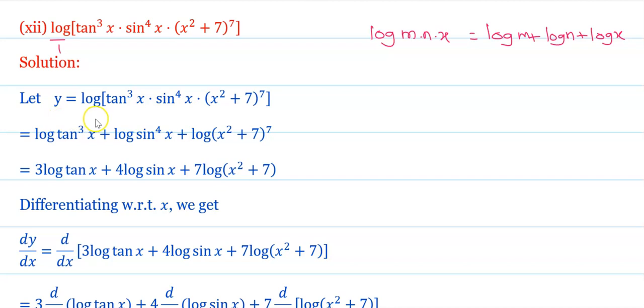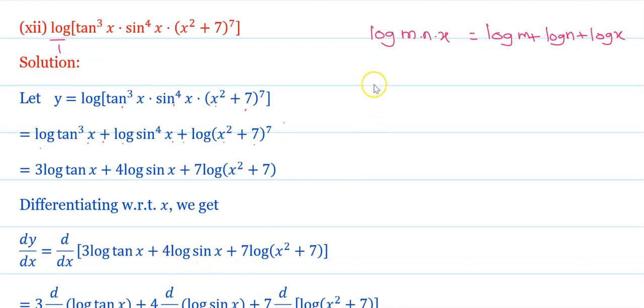Similarly here, y is equals to log of tan x raised to 3 into sin of x raised to 4 into x square plus 7, bracket raised to 7. आता इथे आपण लॉग रूल अप्लाय करणार, that is m into n into x. Therefore log of tan of x raised to 3 plus log of sin of x raised to 4 plus log of x square plus 7, bracket raised to 7.